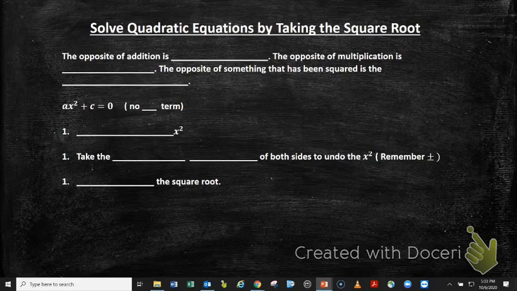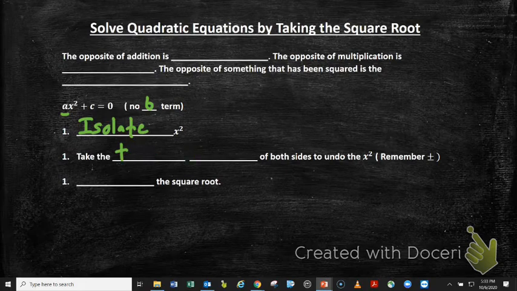So we want to make sure that we have no b term when we're doing this. Our b term is 0. And the first thing that we want to do here is isolate the x squared, not x, the x squared. So we're going to start by isolating x squared first, meaning if there's an a value, we get rid of that. Then once we're done doing that, we take the square root of both sides.